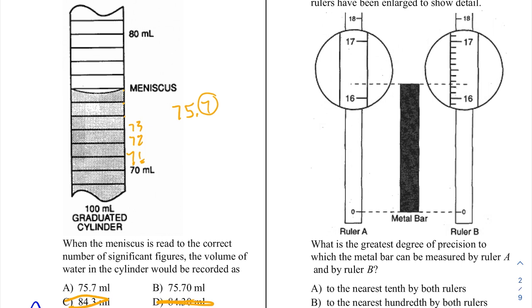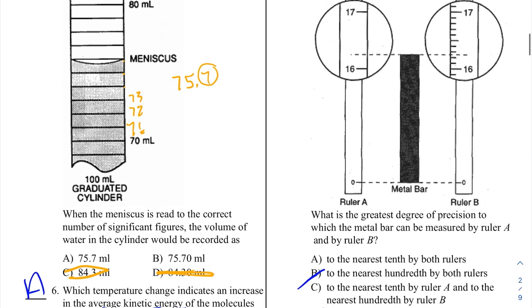So ruler A, we're sure of the ones. So we'd estimate the tenths. So to the tenths by ruler A. Ruler B, we're sure of the ones. This is 16.1, 16.2, 16.3. So we're sure of the tenths. So we'd go one further to the hundredth. So the nearest tenth by ruler A and to the nearest hundredth by ruler B. So number 10 should be C.